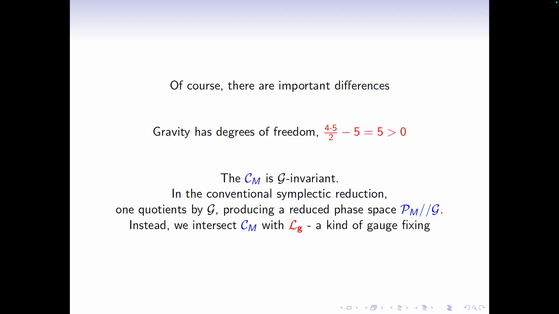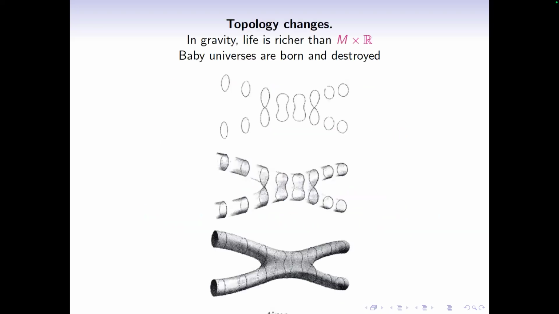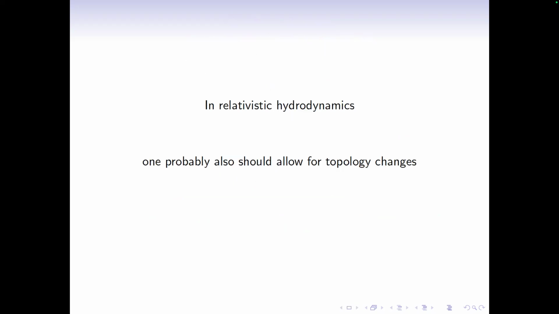Now, of course, there is an important difference between the gravity problem, GR, and hydrodynamics. This is the count of degrees of freedom. We discussed it yesterday. I will not talk about this. Another is the topology changes which I mentioned. So in gravity, life is richer than just direct products of 4-manifolds times R. And in relativistic hydrodynamics, one should probably allow for topology changes, and that's related to the question about the non-zero levels of the moment map.